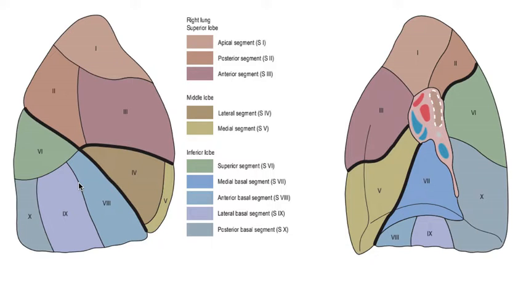There is the medial basal segment, which is not seen on the costal surface; it is seen on the mediastinal or medial surface. Then the anterior basal segment, the lateral basal segment, and the posterior basal segment. Mind you, the medial basal is only seen on the medial surface.